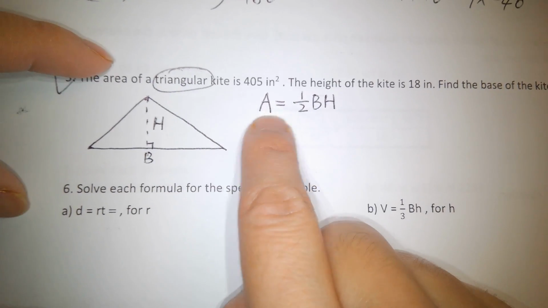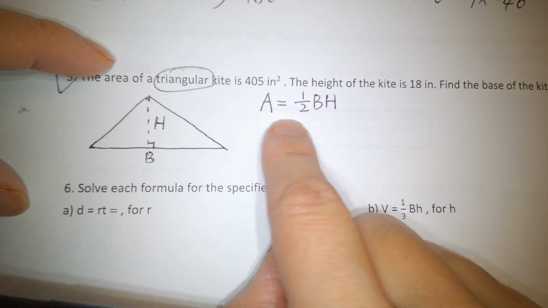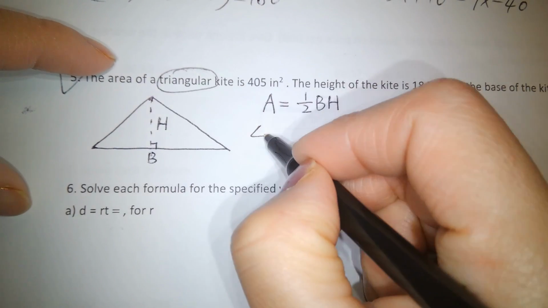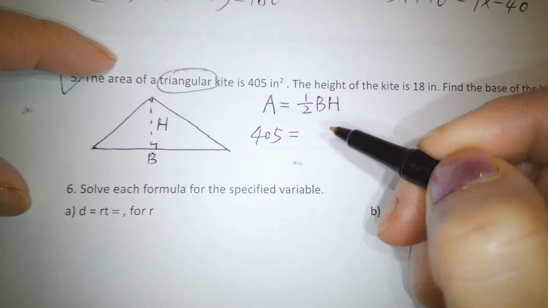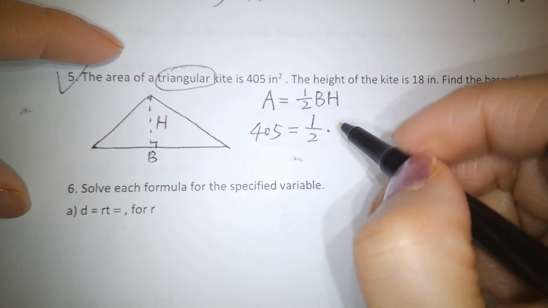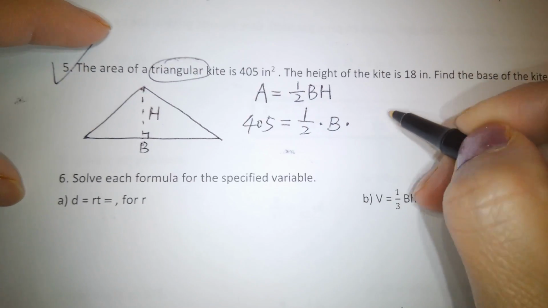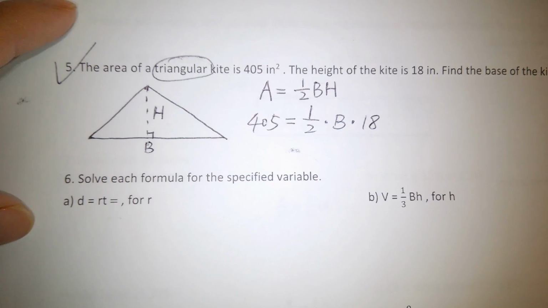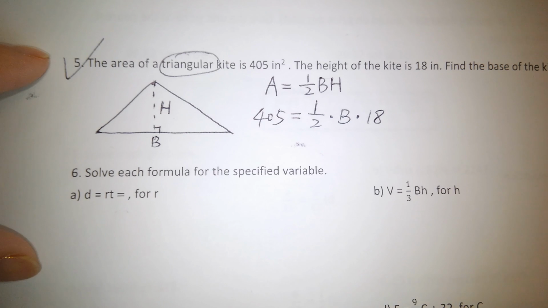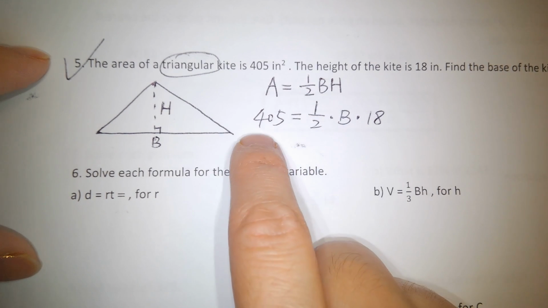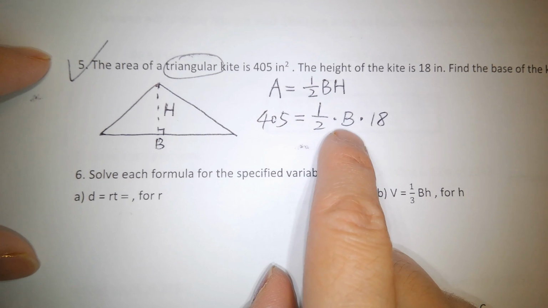Okay, so what do we do? From the formula, plug in numbers. What is area A? 405 equals 1/2 times B times 18. Do we know B? No. But do we know h? Yes. See, the right side is 1/2 times B times 18 equals 405. So how can we solve for B?